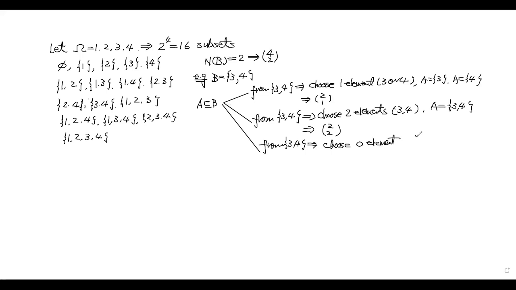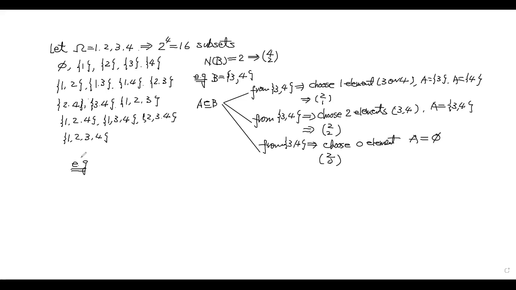What's that mean? That means A is equal to what? The empty set, right? So A is equal to the empty set. What is the chance here? It's 2 to the 0. So did you see? It's 0, 1, 2, right?